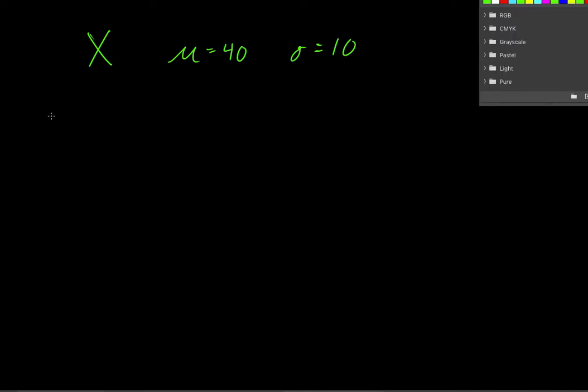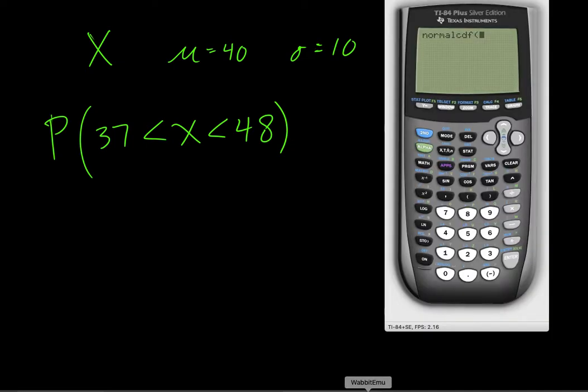And so the first problem, they want us to find the probability that if we randomly selected someone, they would be between 37 and 48. And so if we go back to that calculator, we're going to plug in our lower bound, which is 37. Then we plug in our upper bound, which is 48. And then our mean, which is 40. And we plug in the standard deviation, which is 10. Just hit enter. And so our probability is 0.406, or about 41%.